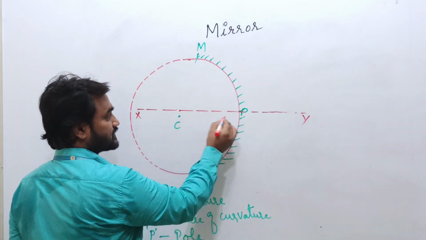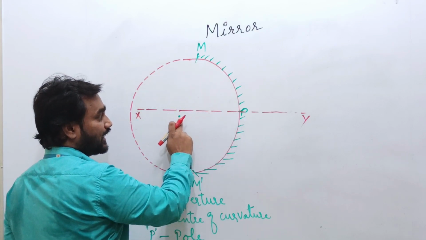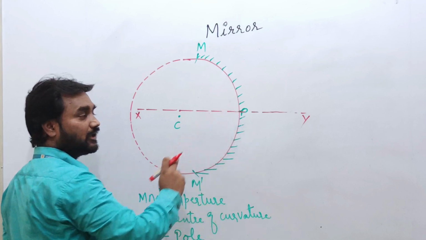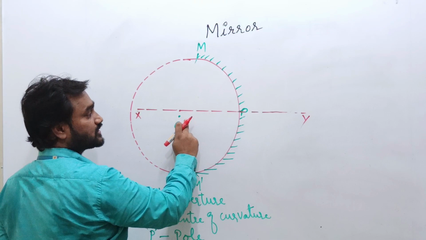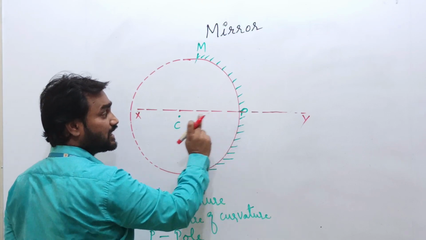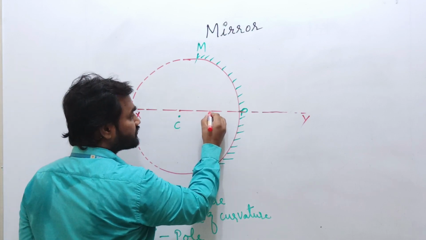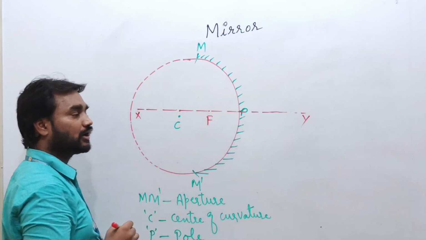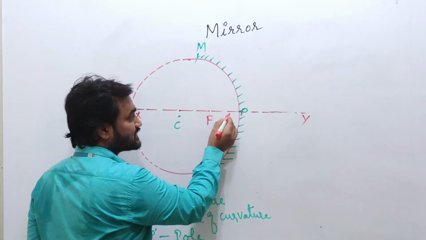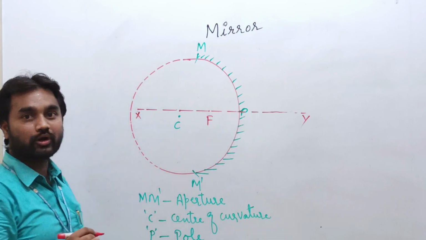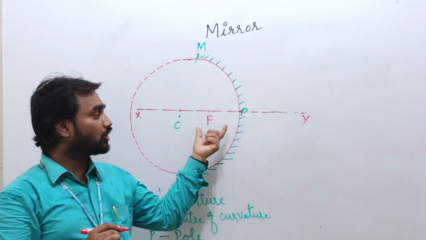And see, this is the circle. So CP, the line joining the center of curvature and the pole, is the radius, so it is called the radius of curvature. CP is the radius of curvature, and the midpoint of CP is F. This point F is the principal focus, and the distance from F to P we call the focal length. The distance between the principal focus and the pole is called the focal length.